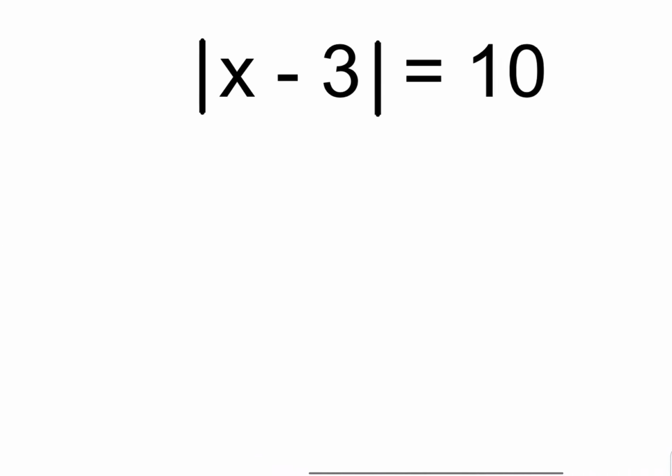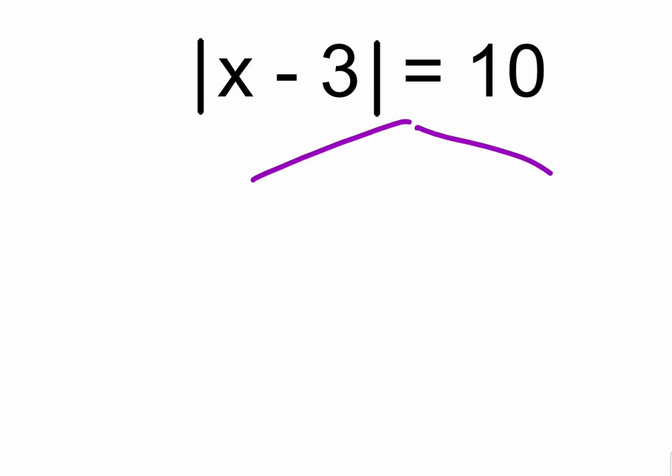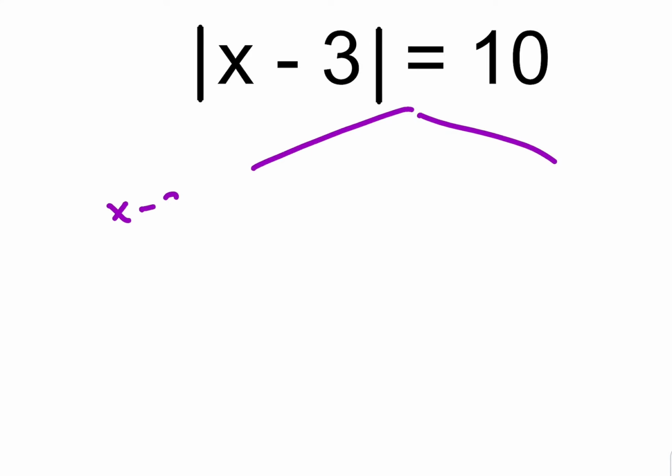All right, on to this one, very similar. What I'd encourage you to do now is maybe pause it, try it on your own, see if you can get the 2 answers for this one based on what we did for the previous example. So I'll do it myself here. I'm going to write out the 2 possible equations: x minus 3 equals 10. And then once again, if this stuff in the middle equals -10, that will also work. So x minus 3 equals -10.